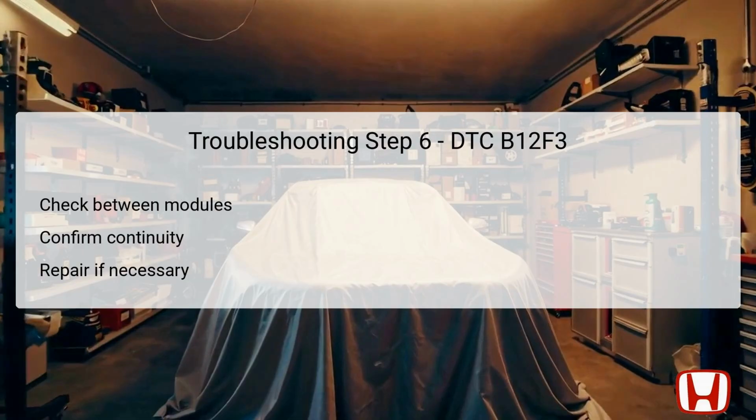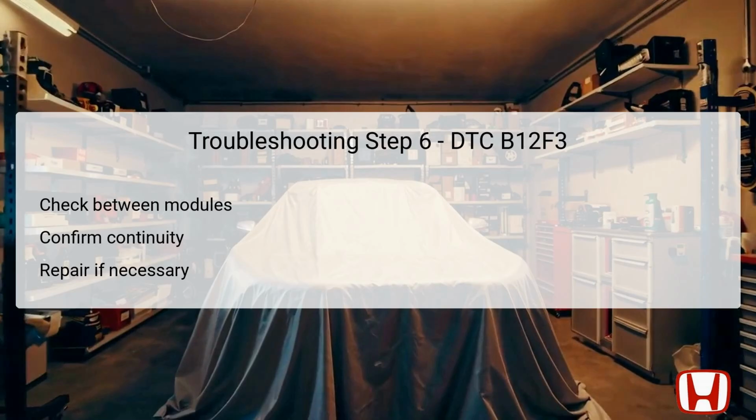Continuing into troubleshooting step 6. This part of the process requires checking for continuity between the IGN TRX wire in body control module connector C66P, number 35, and TCM connector A23P, number 17.